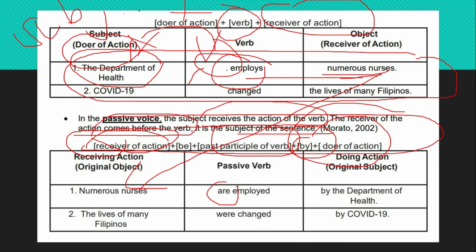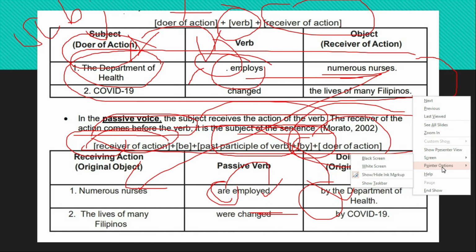When we convert the verbs from active to passive voice, let us be keen, let's be observant of the tense of the verb. This will help us decide what be verb we shall use for the passive voice. So are employed, past participle, and then by, and then the subject, the doer of the action, the Department of Health. Okay, let's have another example.